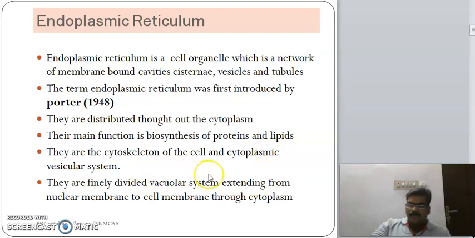and they act as the cytoskeleton of the cell and as a cytoplasmic vesicular system. A vesicular system means it's a tubular system which can carry materials within the cell for lateral transport. And this vesicular or vacuolar system extends from the cell membrane to the nuclear membrane. So, from the cell membrane, the endoplasmic reticulum has connectivity till the nuclear membrane. Within a cell, it acts as a conducting channel from the nucleus to the cell membrane.